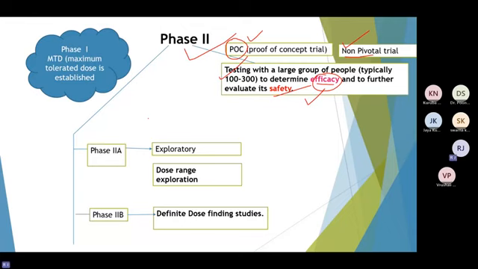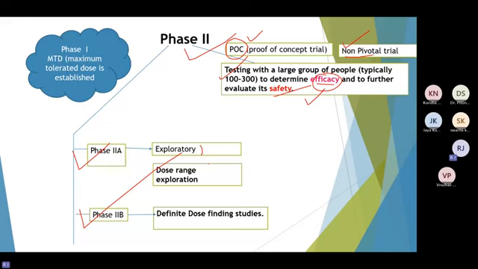Now again, as phase one is divided into two parts, phase 1A and phase 1B, similarly phase two is also divided into two parts: phase 2A and phase 2B. Now, what is phase 2A? Phase 2A is called an exploratory trial, and phase 2B is called definite dose finding studies. I'll tell you what we do in phase 2A and phase 2B with one simple example.